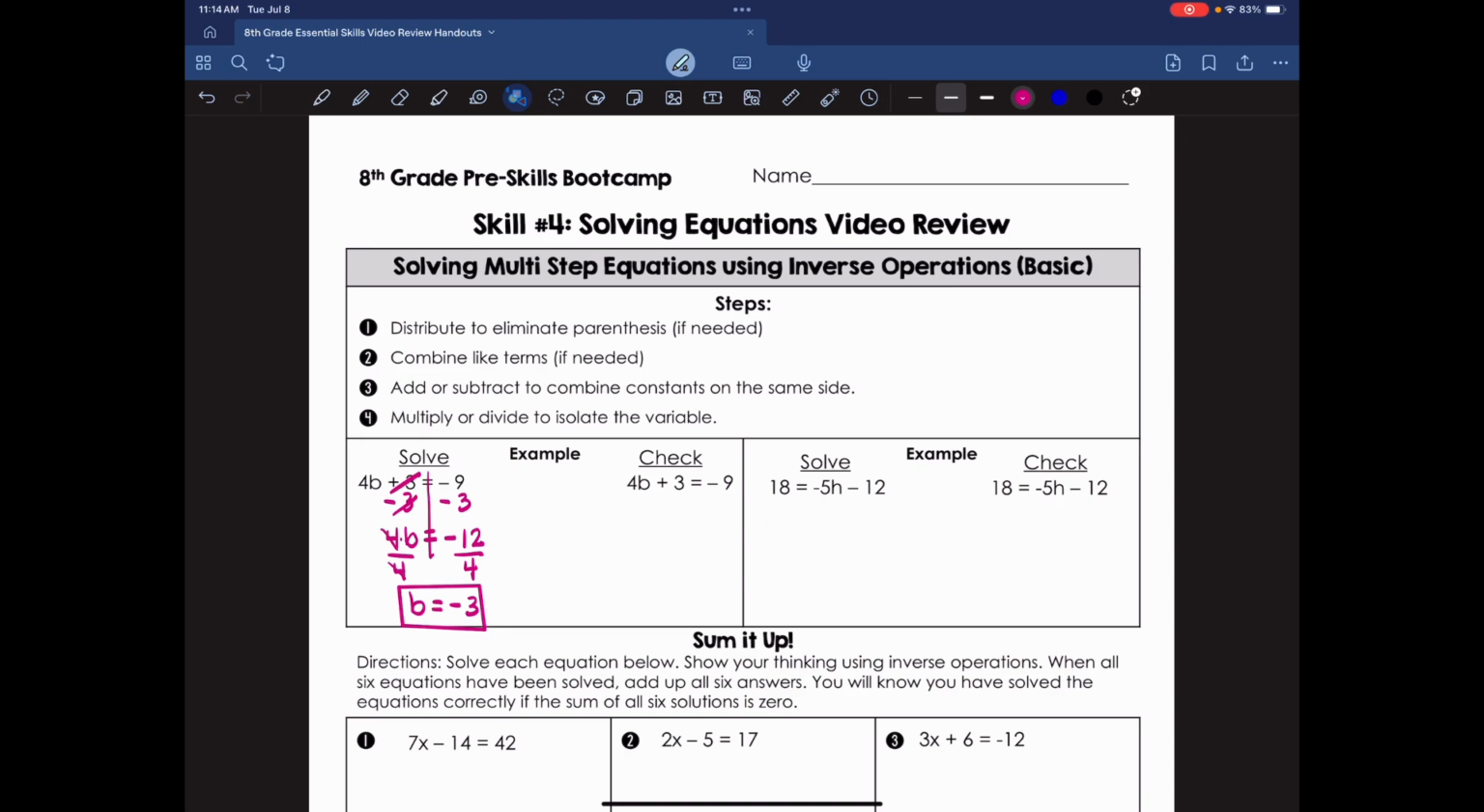Now I'm going to go back and add to my notes really quickly that if I wanted to check my answer, step 5 would be check answer using substitution. And I'll show you exactly what that looks like here in just a second. So add this to your notes.